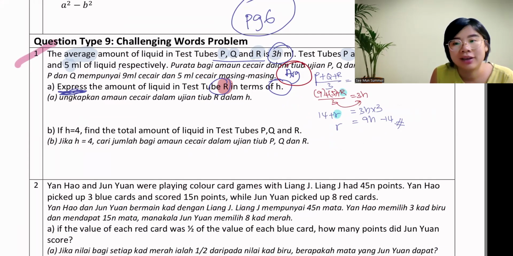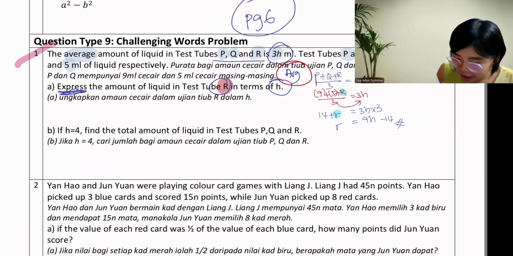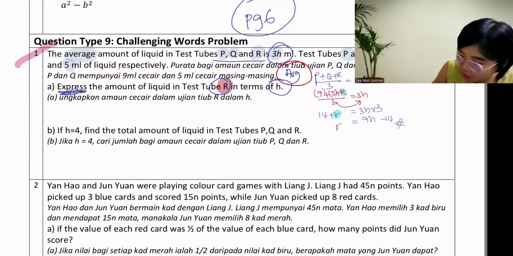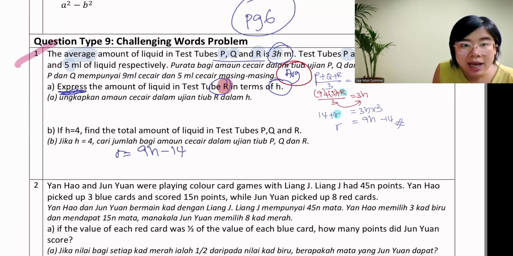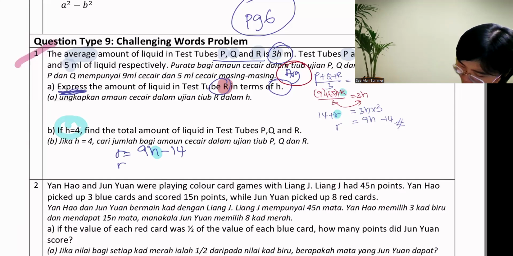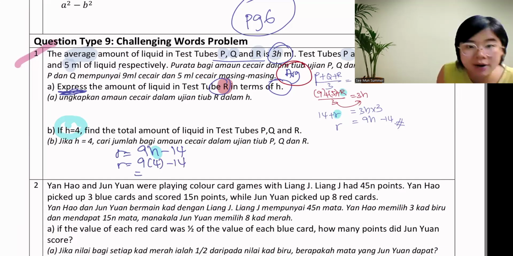That's it. Okay? And then B, based on the answer, they say if H equals 4, what is the total amount of liquid of P, Q, R? Interesting. So now, based on this equation, R equals 9H minus 14, correct? And then they want to sub H. What is H? They say H equals 4. So I have to sub H equals 4. So I just put bracket lah. 9(4) minus 14. Correct?